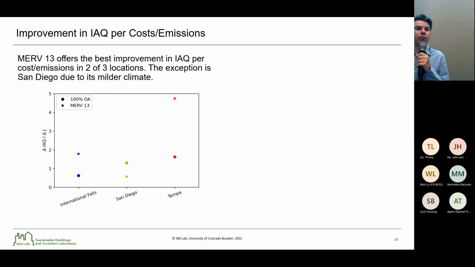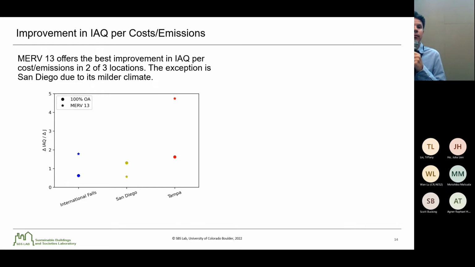Then lastly, we want to quantify this improvement in indoor air quality per cost and emissions, as I mentioned before. And so we calculate the improvement in indoor air quality normalized by the change in costs. And we see for two of the climates, International Falls and Tampa, that MERV 13 filtration offers the best improvement in indoor air quality relative to an increase in costs.